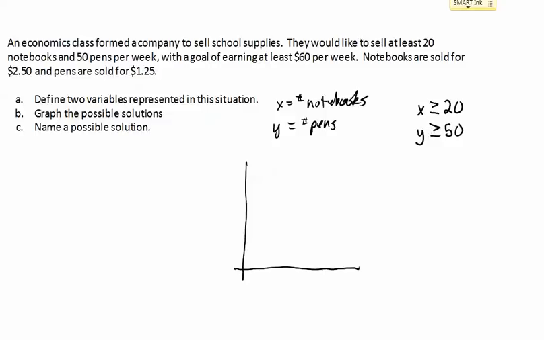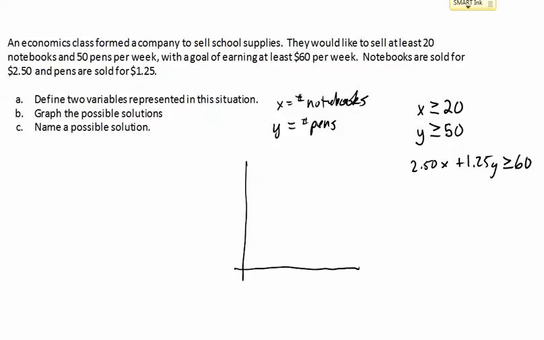And then a goal of earning at least $60 per week, and there's the prices. And so we put the prices together. We go 2.50 times x plus 1.25 times y, and that needs to be at least, or greater than or equal to, 60. All right, so from there we should be able to start putting some numbers in.